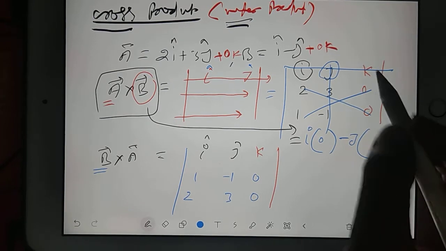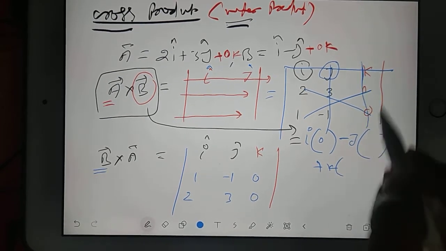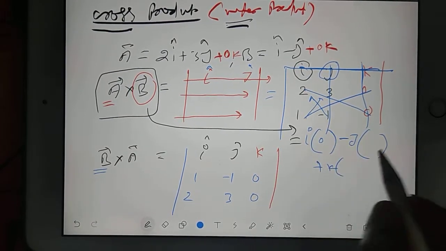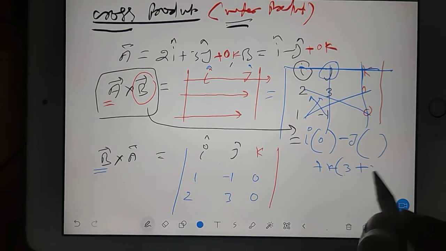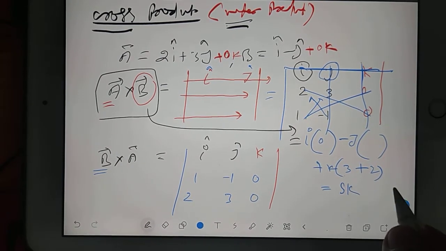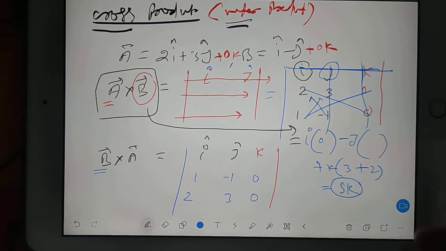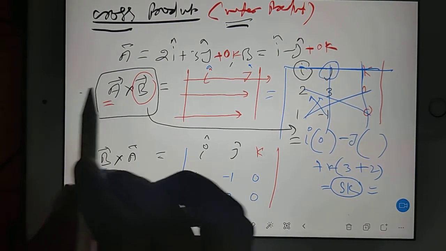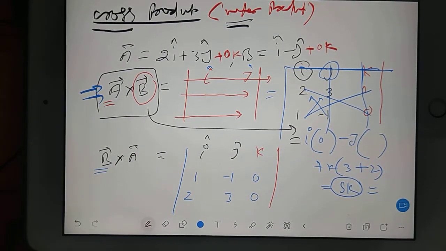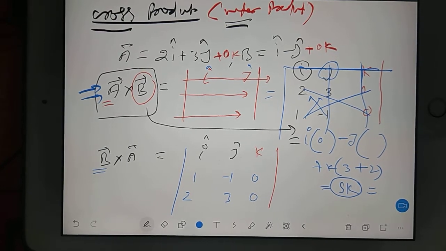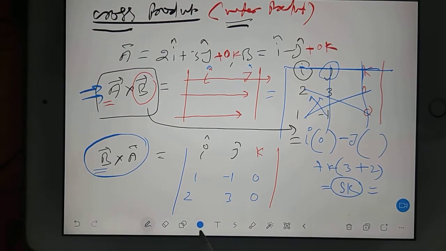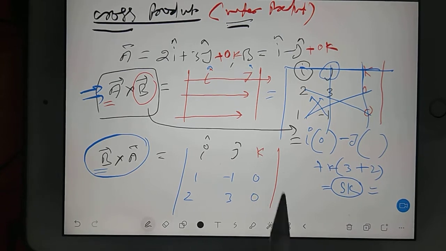Now you take k plus k. So leave this. So multiply here. So you'll be having 3 and plus 2. So you'll be getting 5k, right? So 5k is the answer when you are finding out a cross b. And when you will be finding out b cross a, then the opposite answer will come.